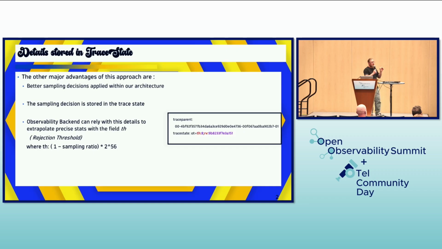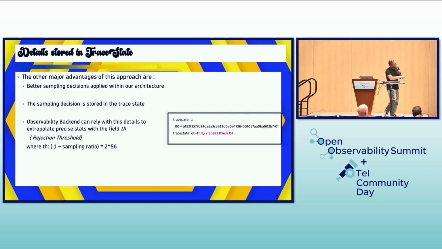The other great thing about consistent probabilistic sampling is adding a new field in the trace context called trace state. And you see, there's OT for OpenTelemetry, and there are 2 fields. One is holding the hash, called RV, and the other field is called rejection threshold. That holds the actual decision made by the component. Meaning, if I'm sending something back to the observability backend, the backend knows exactly, this has been sampled at 10%, so I can extrapolate more precise statistics out of this.